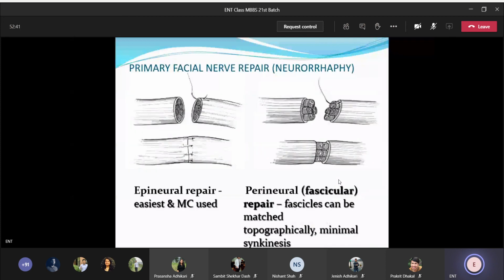So during the surgery, when you do primary facial nerve repair, we have to do epineurial repair. By layer, we have to do the repair of the facial nerve. Sometimes we have to do grafting.